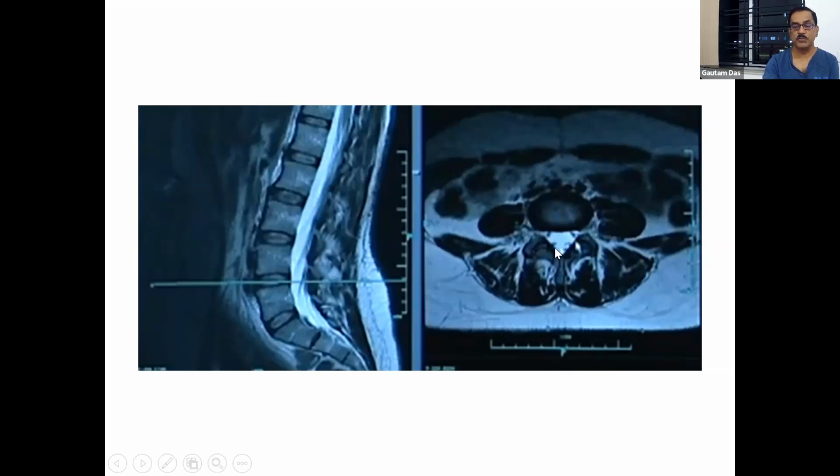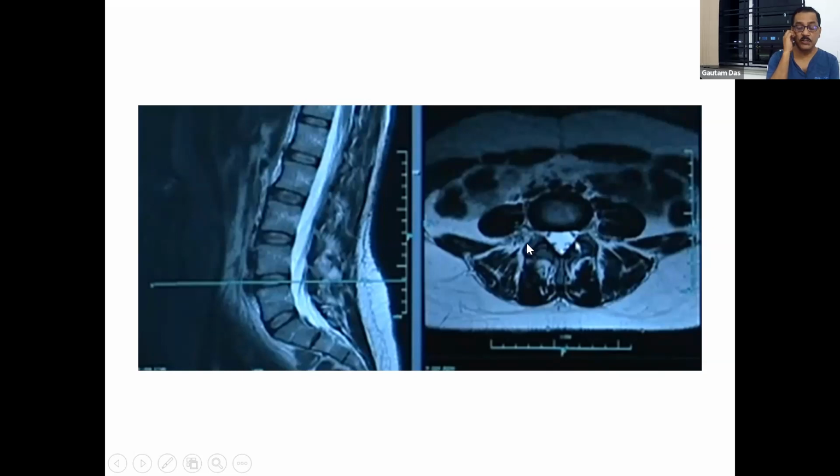This is your superior articular process. This is the inferior articular process. This is your ligamentum flavum here. And this is your traversing nerve. And this is your neural foramen. This white area is your neural fat. And this is your exiting nerve root, which is already divided.